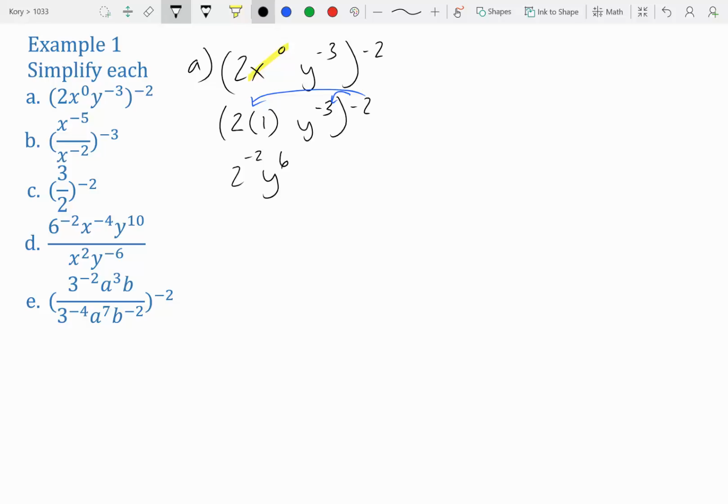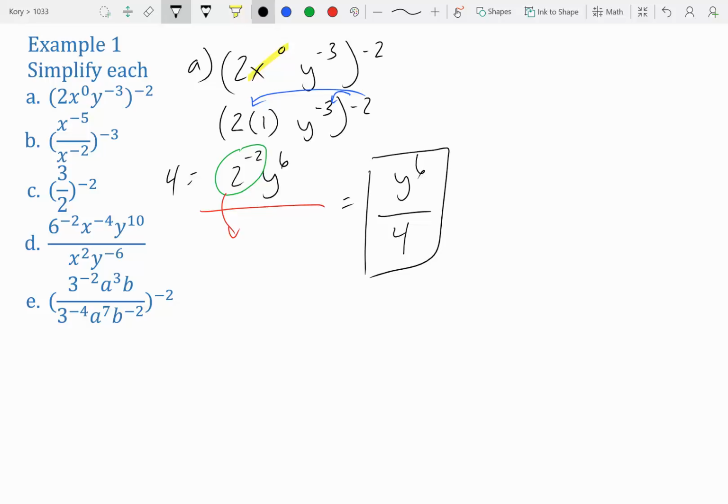So we still want to simplify. We need to bring this down to the bottom because we can't have that negative. So all we're going to do is just move it to the bottom. So now we have y to the 6 on top, and 2 to the power of 2 would be 4. So all we did was make that 4, but we switched it to the bottom because of that negative power. Now, it's not negative 4, it's just going to be positive 4. The negative just means we need to switch it to the bottom.